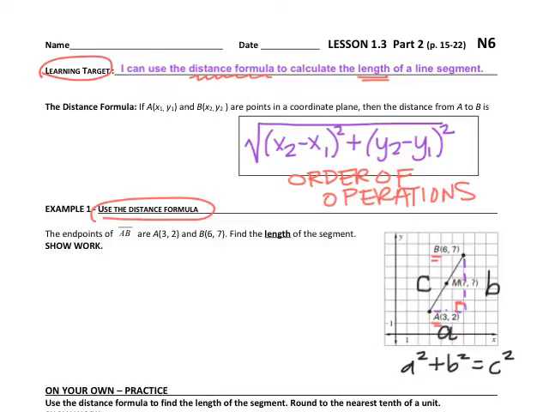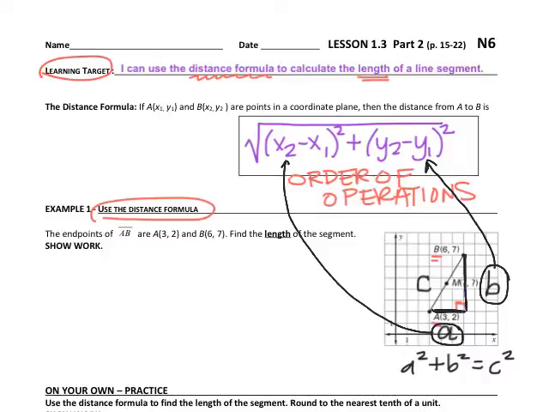If we look a little bit closer, this a in the distance formula is represented by x2 minus x1. That's just the distance from here to here. And the b on my diagram is represented in the distance formula by taking the two y values and subtracting. That's this length right here. So they are related. It might be hard to see from what I've described, but really we're just finding the length of the hypotenuse of this right triangle.